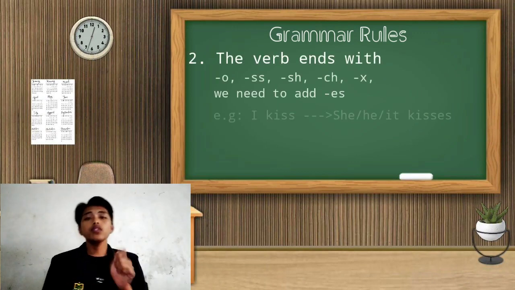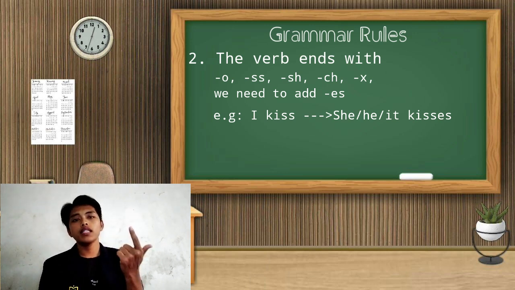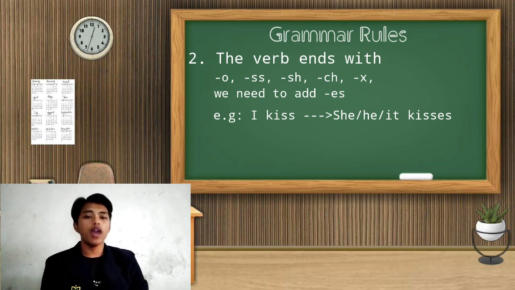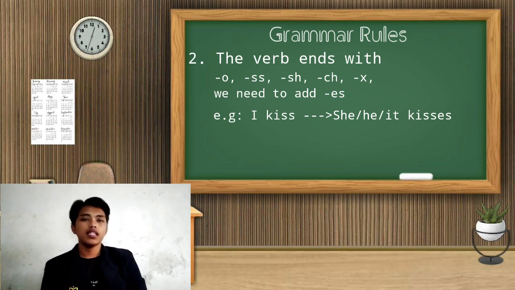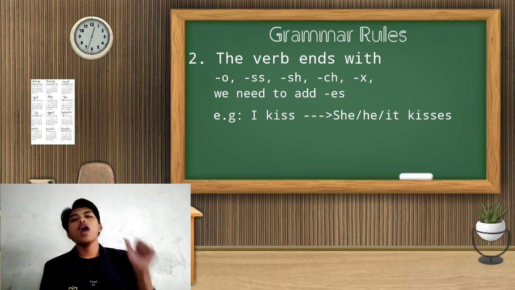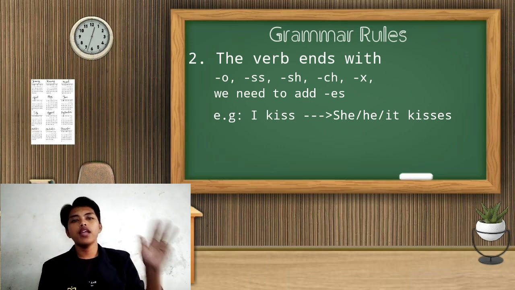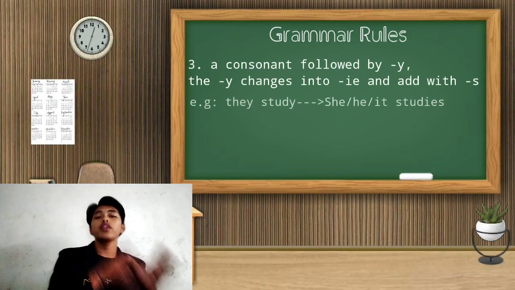Okay, go on to the second grammar rule. For the second, the verb which ends with o, ss, sh, ch, x, we need to add es. For example, I kiss. So there will be she kisses, when the subject is third person singular. So the verb ends with o, s, sh, ch, x, we need to add es. Okay, go on to the next grammar rule.